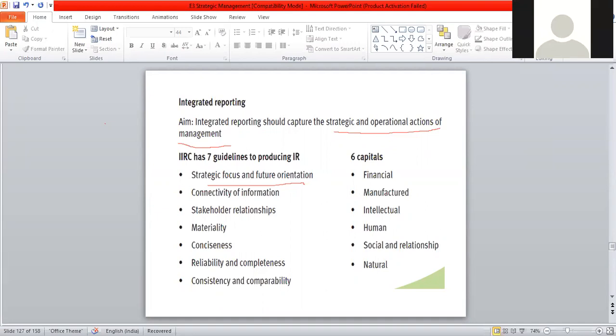The first type of capital is the financial capital. Financial capital: shares, debentures, capital which is raised. All those things talk about the financial aspect. Then we have the manufactured capital. What do you think comes under manufactured capital? Manufactured capital talks about the equipment and machinery which is used. All that comes under it. Let me put something up so that you can have a better idea about what the 6 types of capital are.